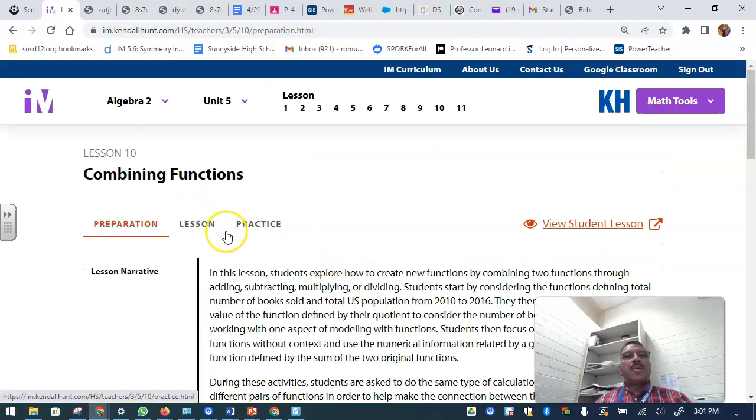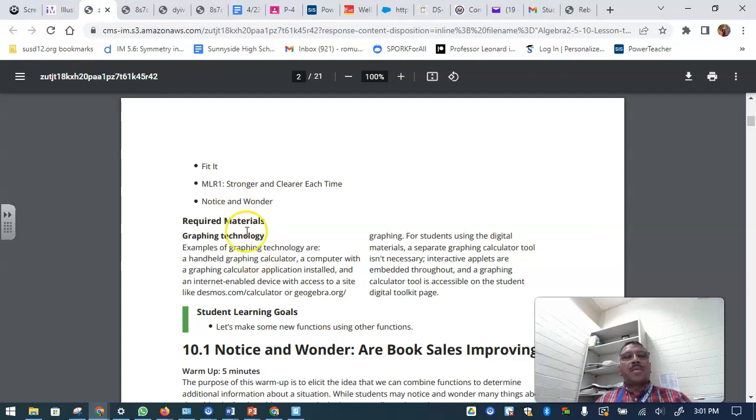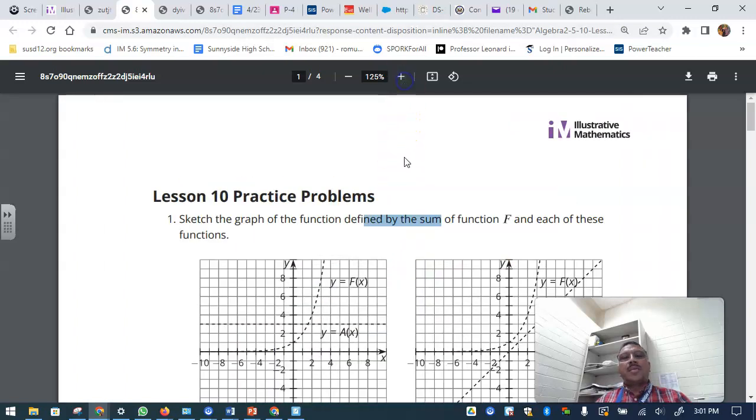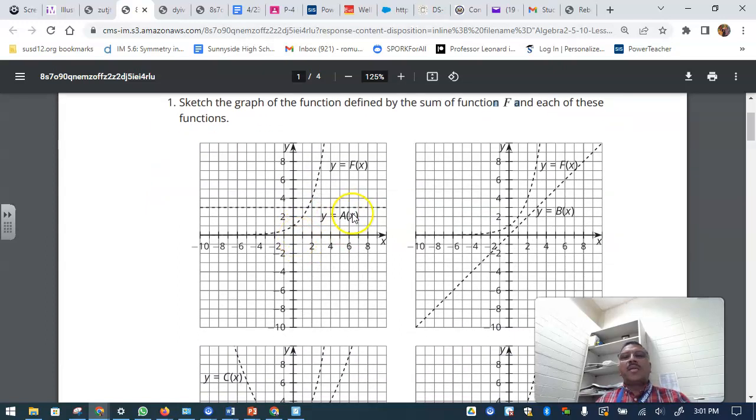So let me go directly to the practice problems. The first question is to sketch the graph of the function defined by the sum. That means you are given two graphs, and what you're supposed to do is create a sum of the function f and each of these functions. In each case you are given a and f, b and f.